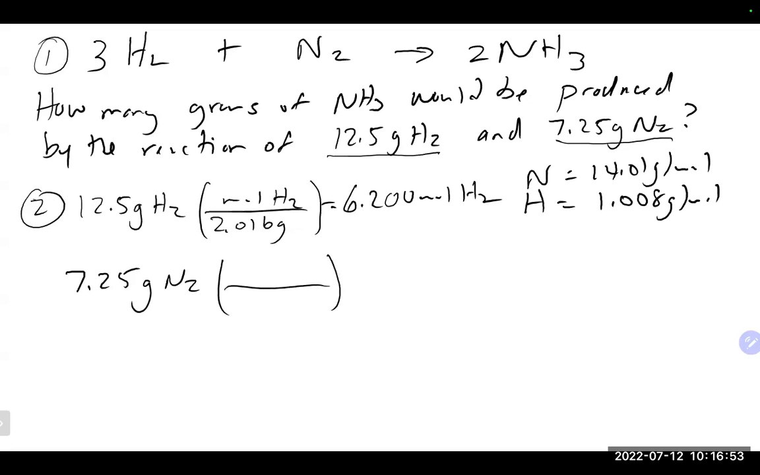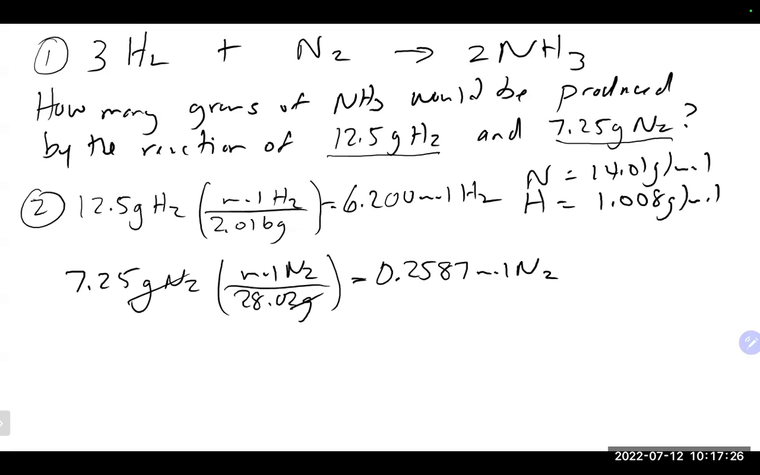Going to use the periodic table there and do a 14.01 times 2. Gets us a 28.02 grams per mole of N2. Once again, the grams would cancel, and that would give us 7.25 divided by 28.02. And that would give us something like 0.2587 moles of N2. That again is our starting amounts of each of those things. First off, any questions on that there?